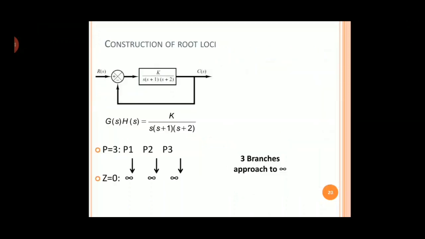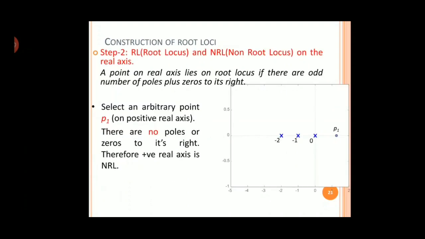But before that, read this statement. A point on the real axis lies on root locus if there are an odd number of poles plus zeros to its right. To understand this concept better, let us see with an example.